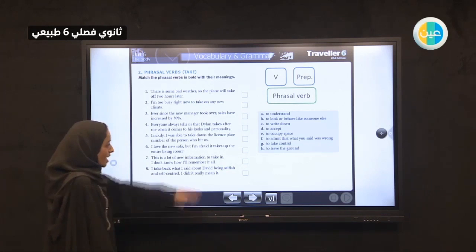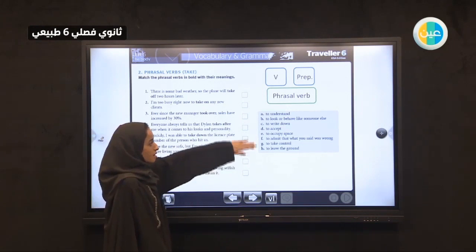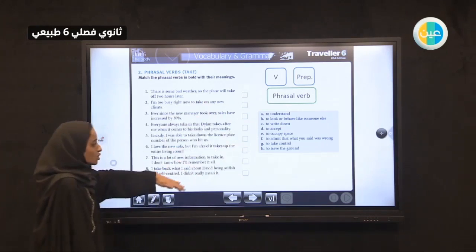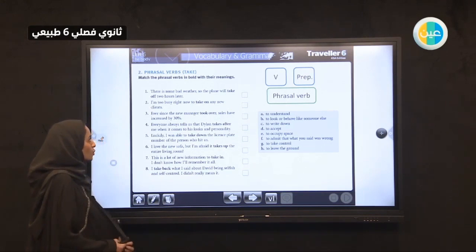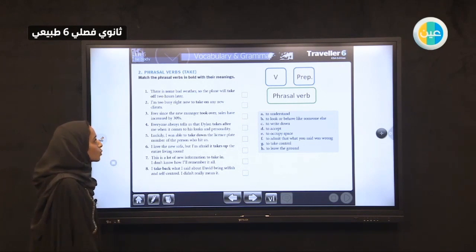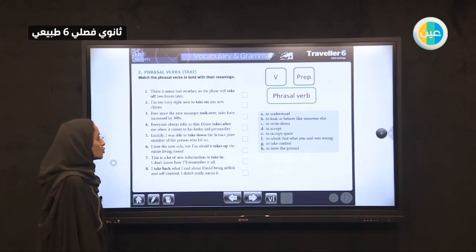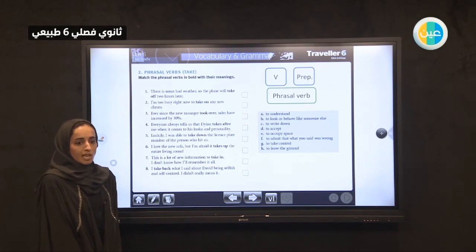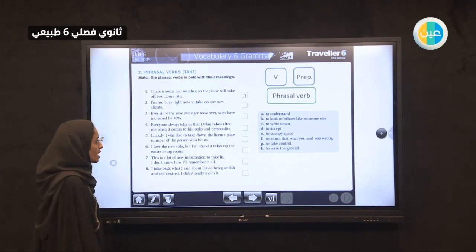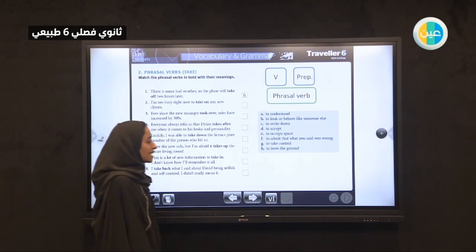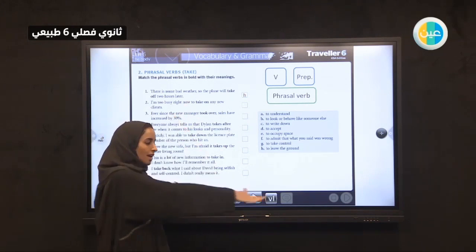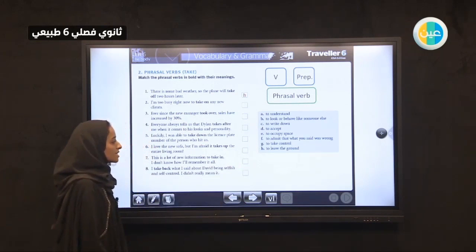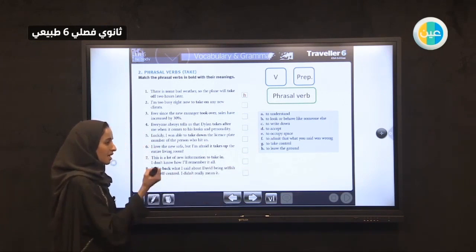So we have A to H here. These are the meanings, and these are the usage for the take phrasal verb. So let's start with number one. There is some bad weather, so the plane will take off 2 hours later. The plane will take off. What do we mean by taking off? It will, H, leave the ground. It will take off, then we have a landing. So this is a verb, leaving the ground, not taking it.